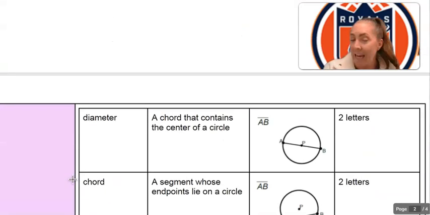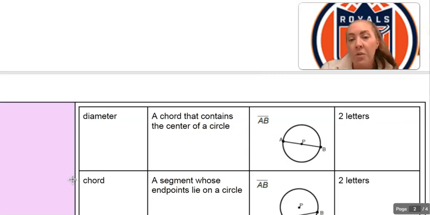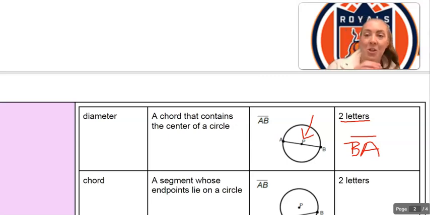The next term is called diameter. A diameter goes from one point on the circle to another point on the circle, and it has to pass through the center, okay? Now, when we name a diameter, we only use two letters, the starting and the stopping point. So one way to name this is segment AB. I could also say segment BA. But notice, even though I go through point P, that is not part of the name. It's only the start and stop point.